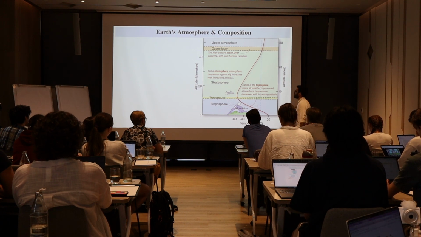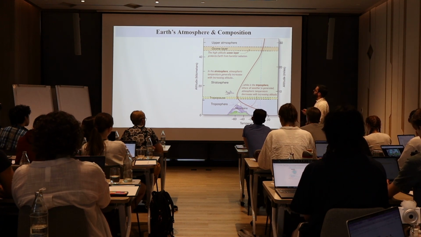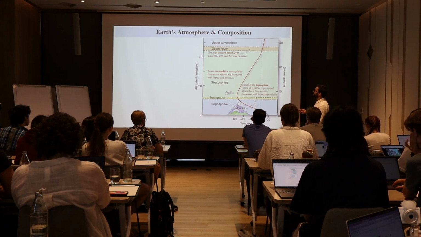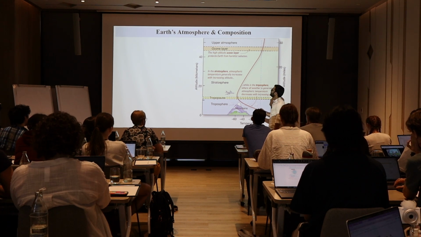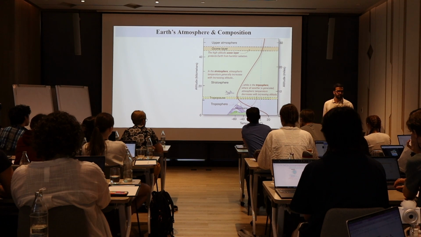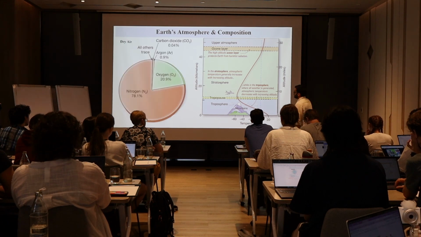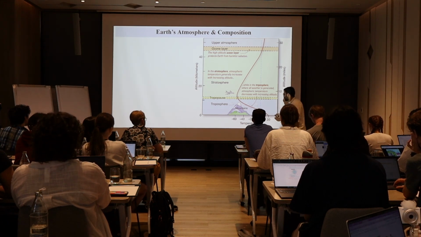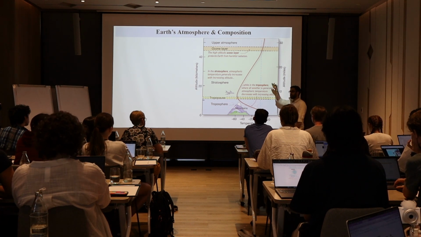So this is the structure of our atmosphere, and this is the ozone layer. The ozone layer is basically the top of the stratosphere. And we know what the function of our ozone layer is, right? But this is the temperature. This is how the temperature varies as we go higher and higher.